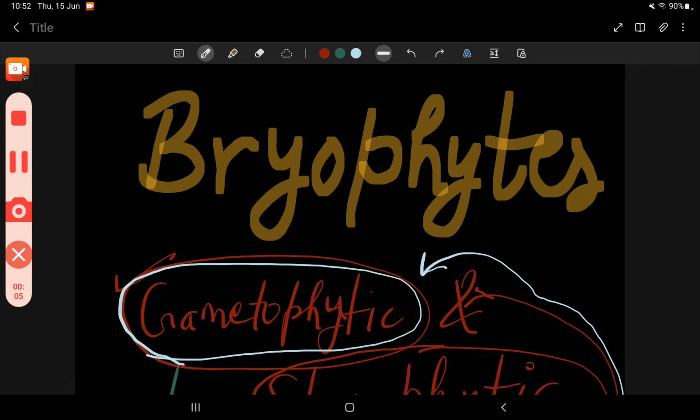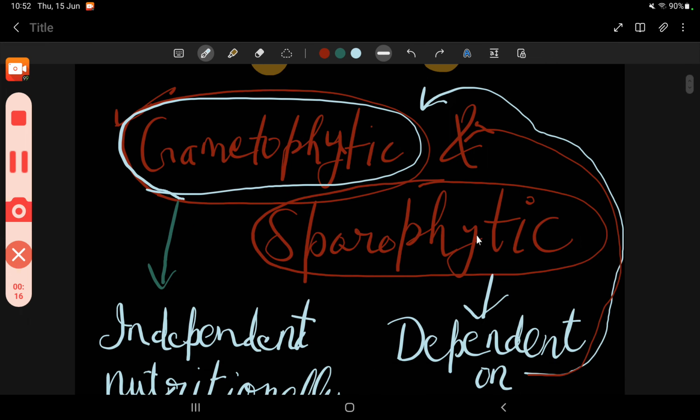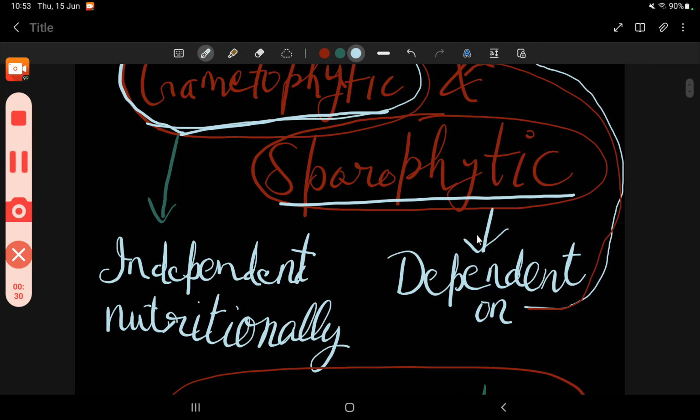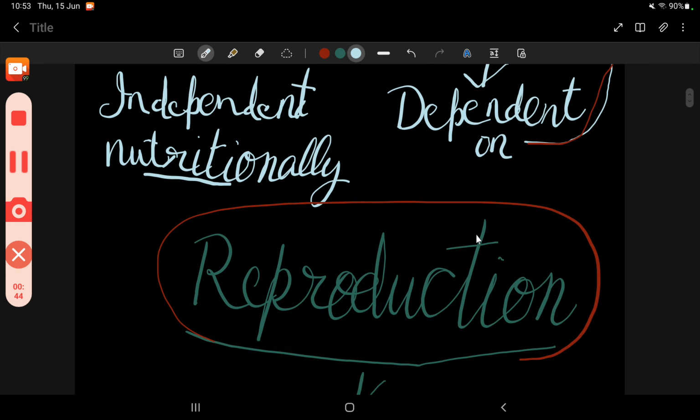Hello folks, now we will discuss the life cycle of bryophytes. The life cycle of bryophytes has two phases, the gametophytic phase and the sporophytic phase. The gametophytic phase is nutritionally independent, while the sporophytic phase is dependent on the gametophyte for its nutrition and is attached to the gametophyte during the life cycle.